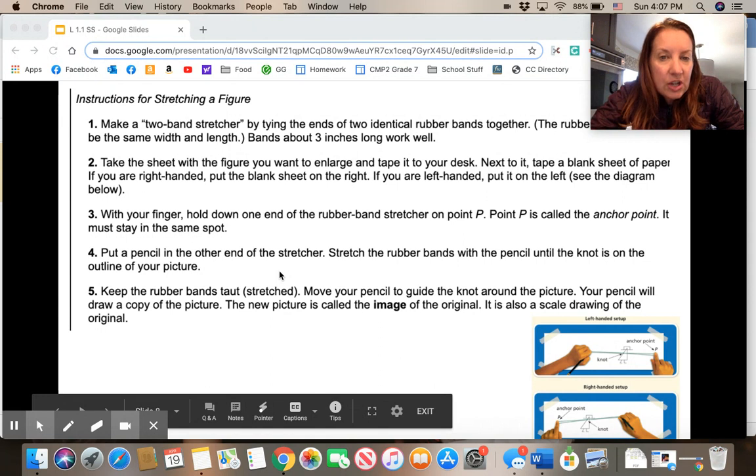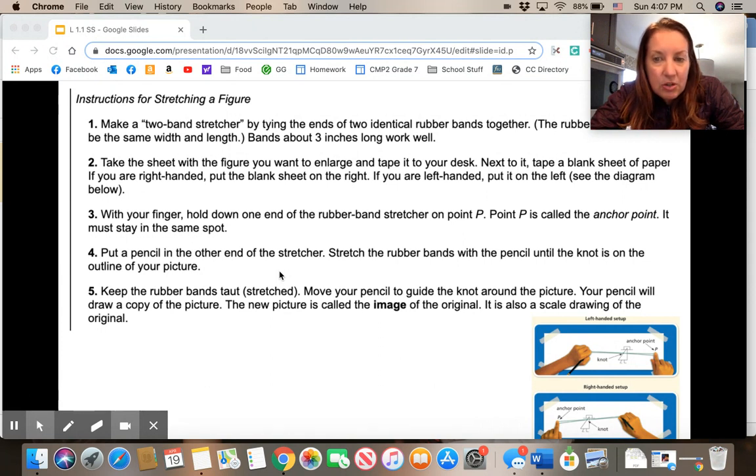So you take the sheet with the figure you want to enlarge and tape it to your desk. Next to it, tape a blank sheet of paper. You could use line paper. If you are right-handed, put the blank sheet on the right. If you are left-handed, put the sheet on the left. And I'll show you that diagram down here in a minute in a larger space.